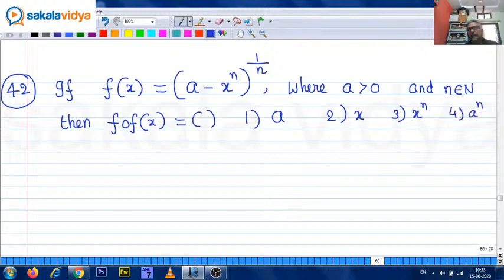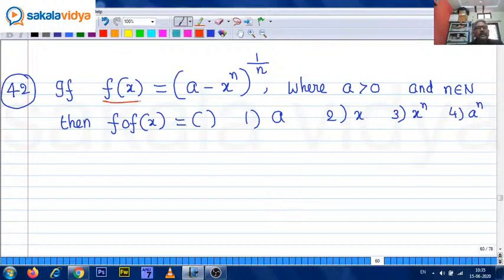This question is very important for EAMCET, ECET, ICET, EdCET, even DSC, even for selection of the teachers also. This question is very, very important. 42nd question. Okay.